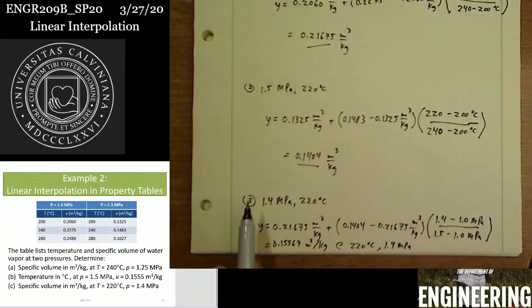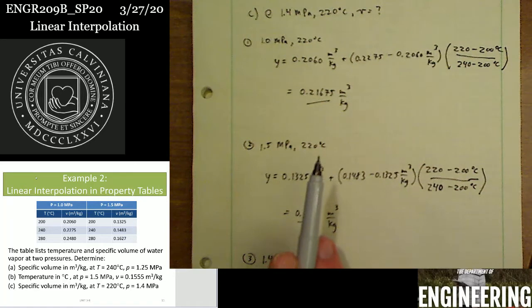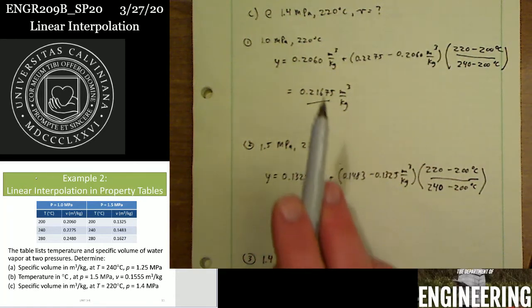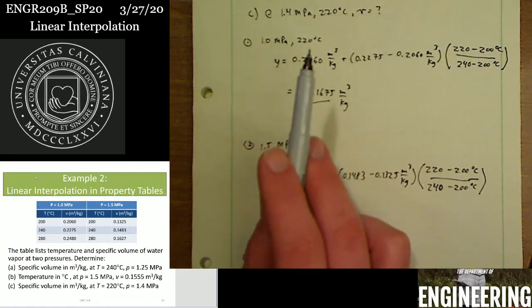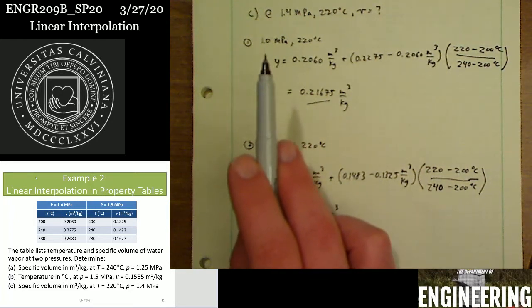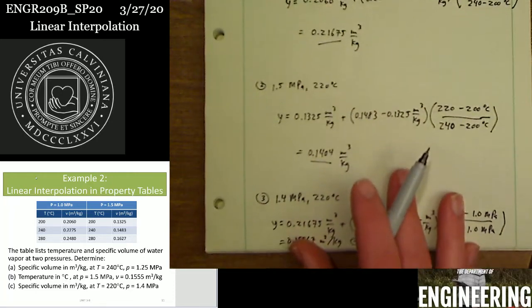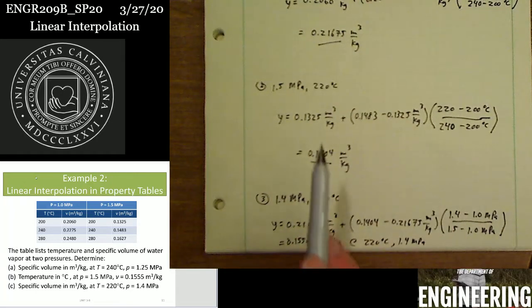But that was actually our third interpolation. We had to do two interpolations first to find it at the correct intermediate value of 220 degrees C in the table. And then we could finally interpolate between these two to get to our 1.4 megapascals. So we used each of these intermediate interpolations in our final interpolation. So that's example 2, part C.